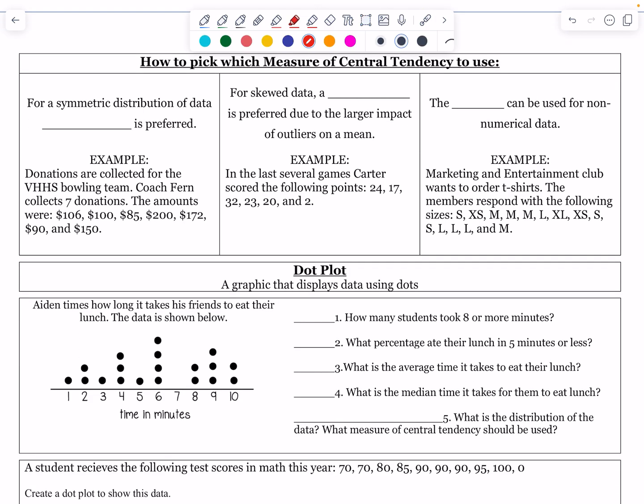How to pick which measure of central tendency to use. If it is symmetric, that bell curve that we're looking at on the other side, you're going to prefer to use the average, just the mean. The mean is preferred.